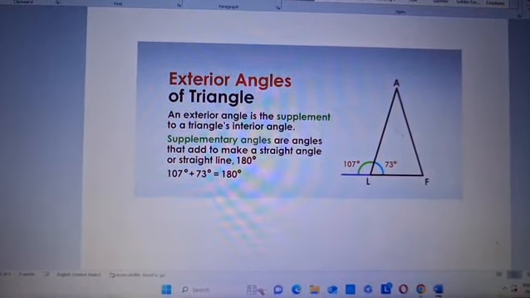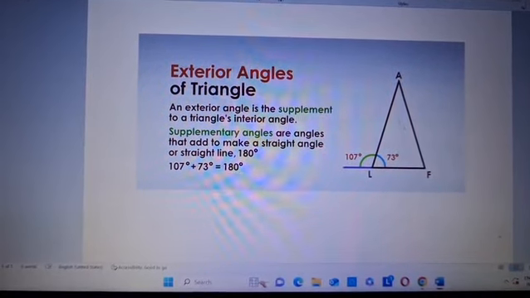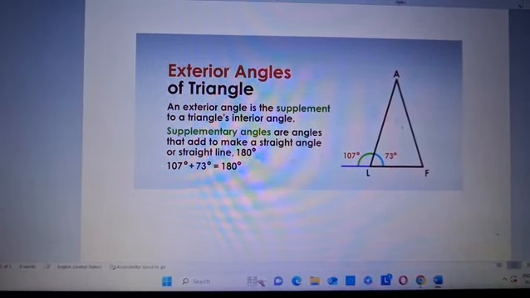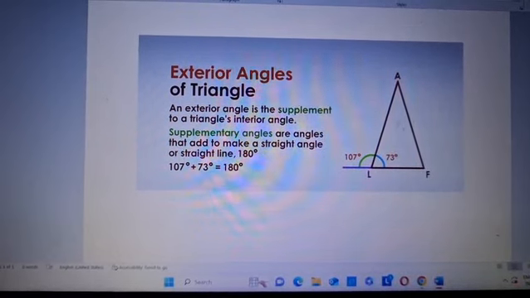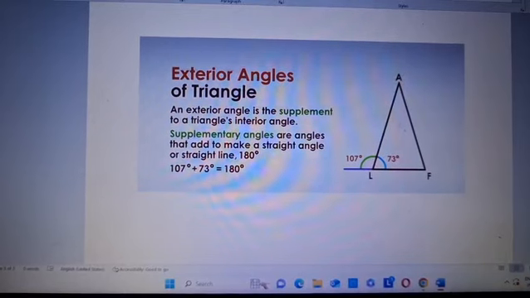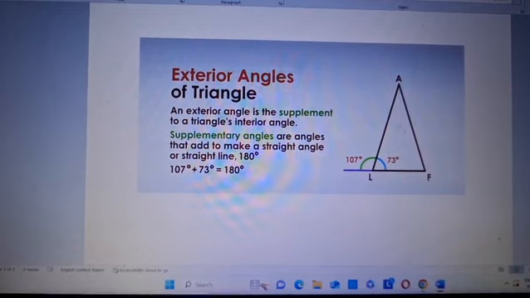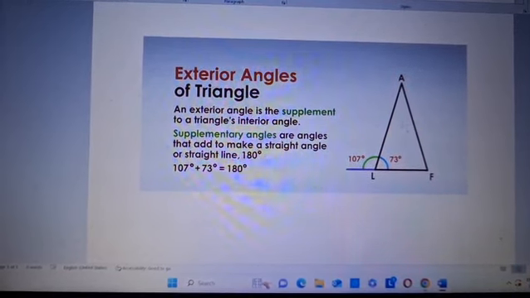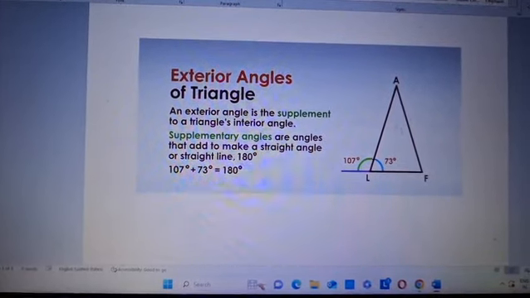Supplementary angles are angles that add to make a straight angle or a straight line. Here you can see that the name of the triangle is ALF, where angle L, or you can say angle ALF, is 73 degrees, which is the interior angle. So what will be its exterior angle? Obviously it will be the supplement of angle ALF, and it will be 180 degrees minus 73 degrees, so it will be 107 degrees.